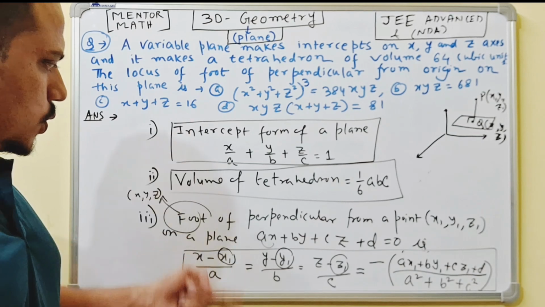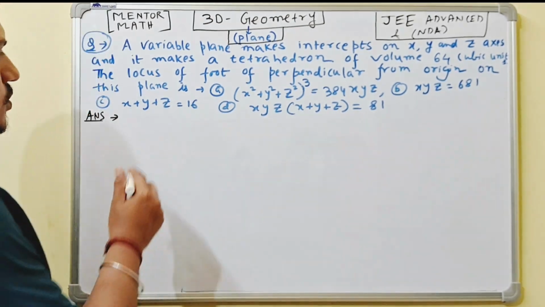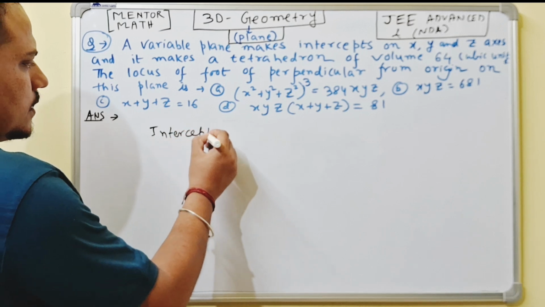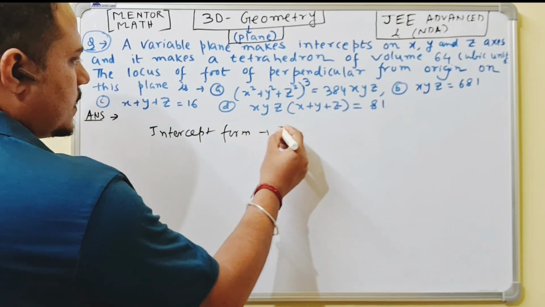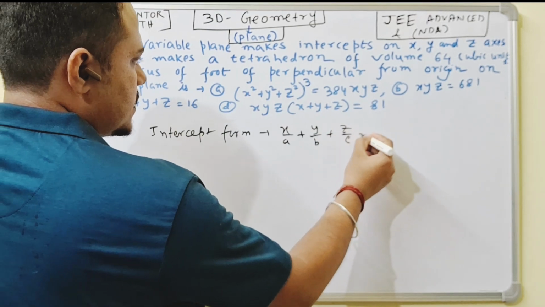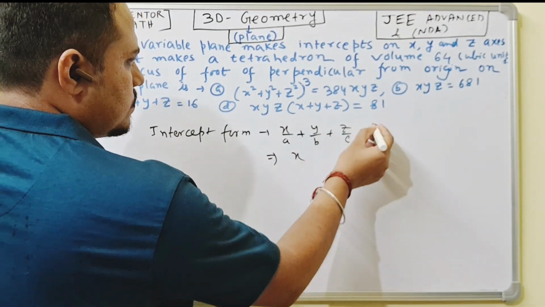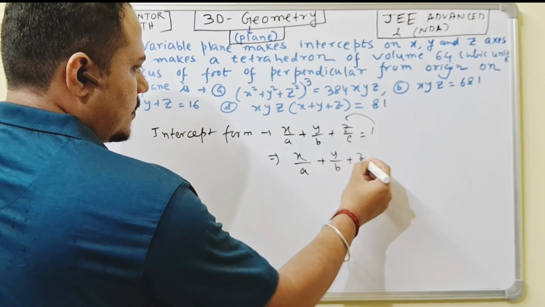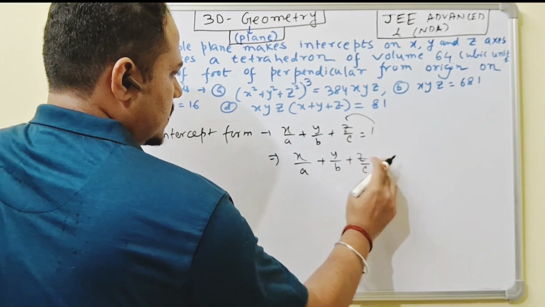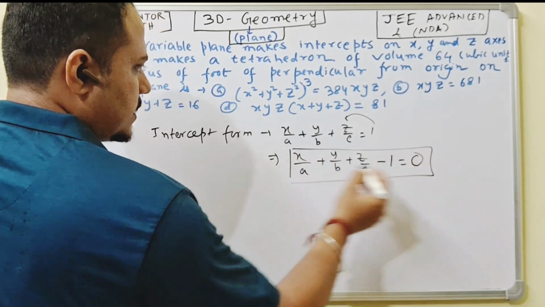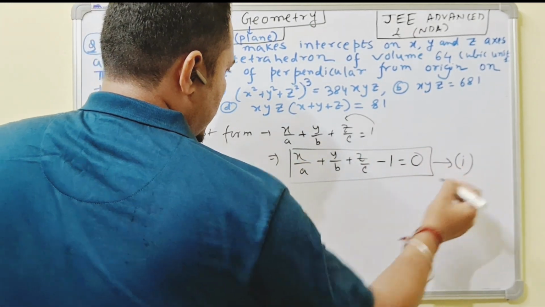Okay, so note please. You know the intercept form, you can write x by a plus y by b plus z by c equal to 1, and you can write this as x by a plus y by b plus z by c minus 1 equal to 0. You can take this as equation number 1.